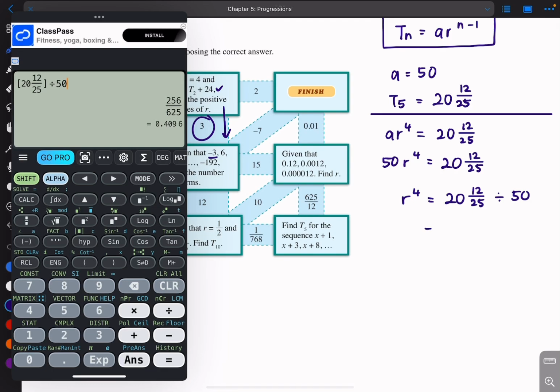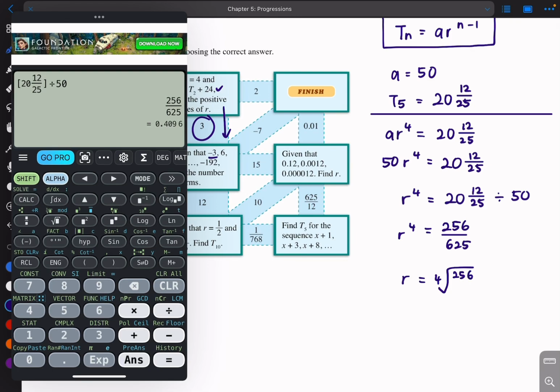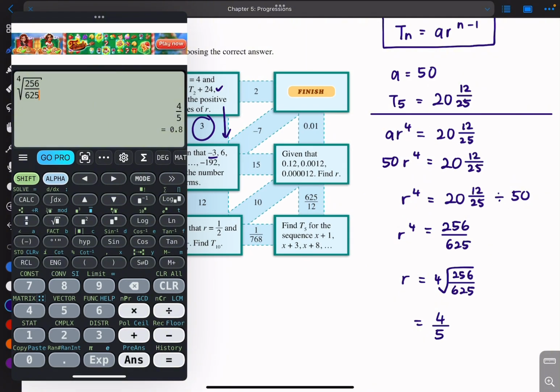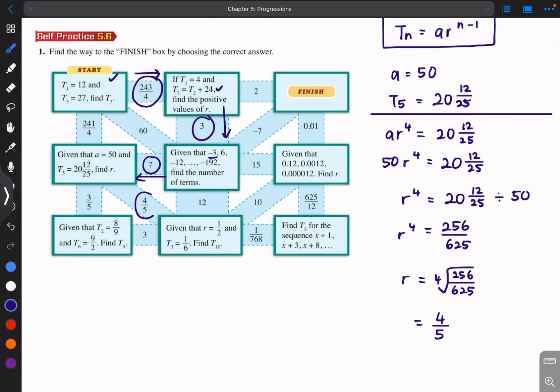We get 256 over 625. This is R power 4. So if you want to find R, basically you have to take the fourth root of 256 over 625. We press this button, put 4 here, then put 256 over 625. So we get 4 over 5. This will be our R, and we are now on to the next box.